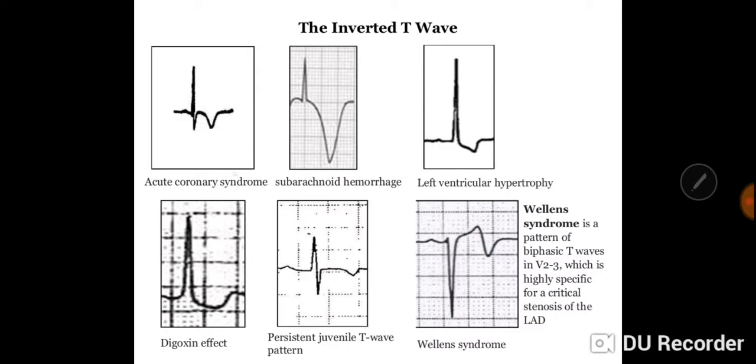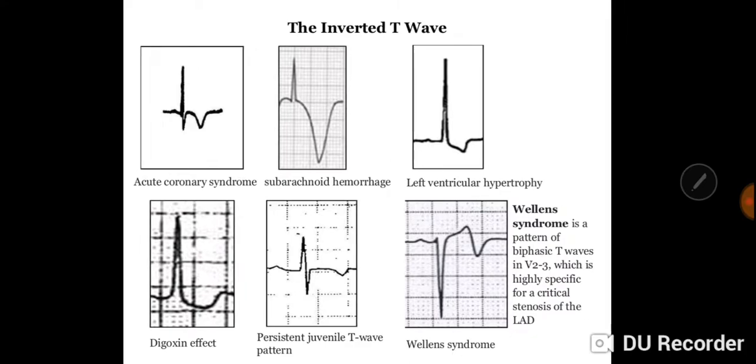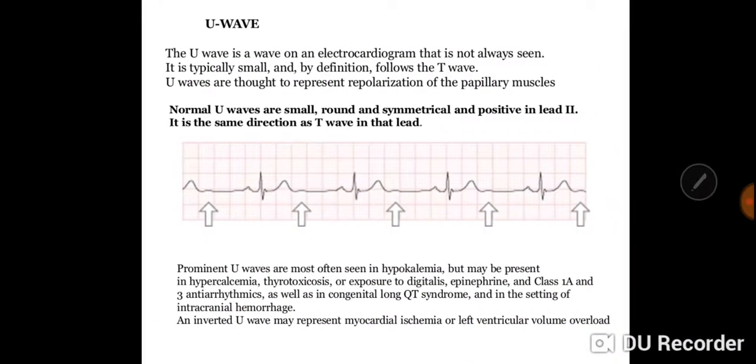In acute coronary syndrome, you'll have symmetrical T wave inversion. The down will be equal to the up. In subarachnoid hemorrhage, you will have deep T wave inversions. In left ventricular hypertrophy, you'll have a strain pattern. The down slant will be less than the up slant. In digoxin, you will have the reverse tick sign. In the juvenile T pattern, you will have a kind of symmetric pattern. Wellen syndrome usually does not come in the examination, but you can read about it.